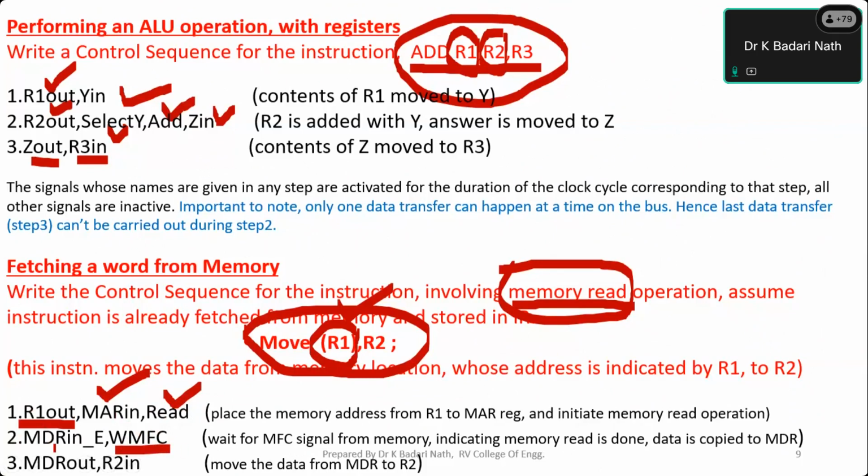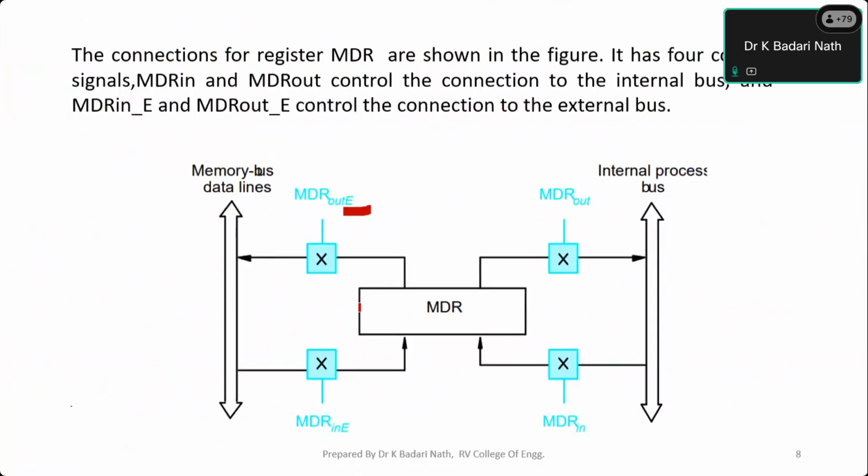Into the MDR register. We know that MDR is connected by the 2 signals. You can look at that MDR. Where is my data? Data is coming from the memory from this bus. I should write this data into this one.